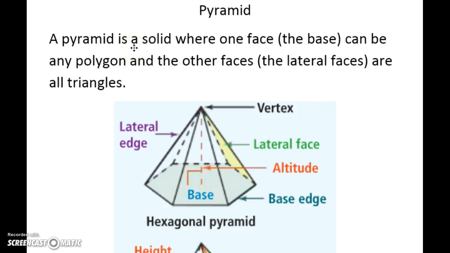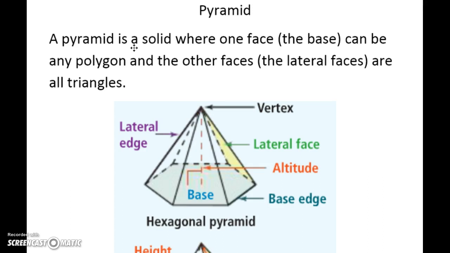Now we're going to look at pyramids and cones. We're putting pyramids and cones together because they have a very similar structure in the same way that prisms and cylinders do.